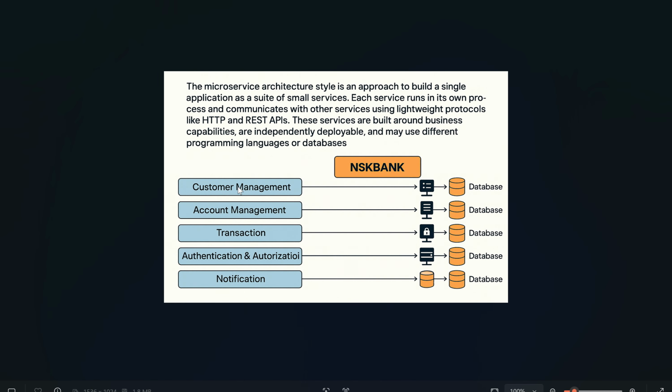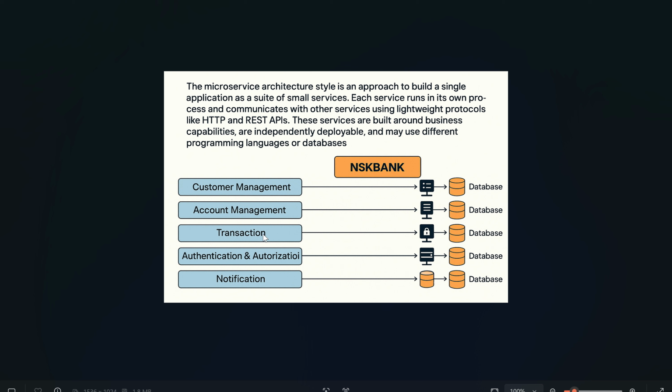Let me show that one. So what is the definition? Microservice is an architecture style to build a single application as a suite of small services. So these are the small services, and these services are independently deployable on their own servers, and each service will have its own database as well.